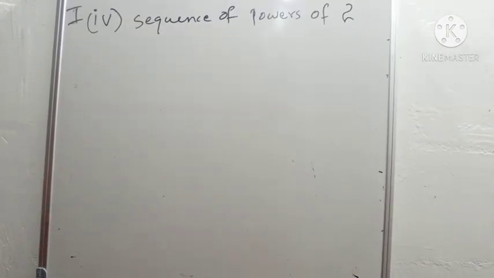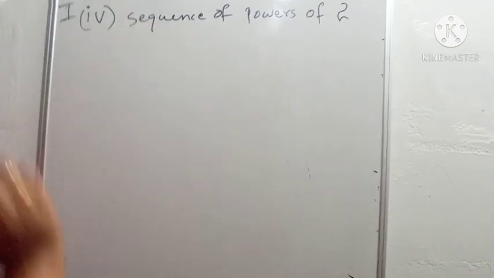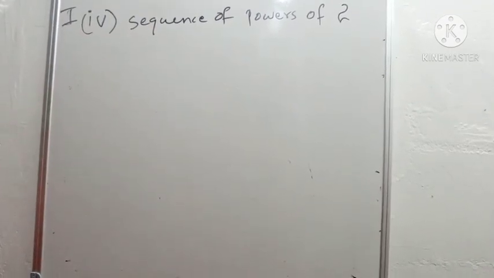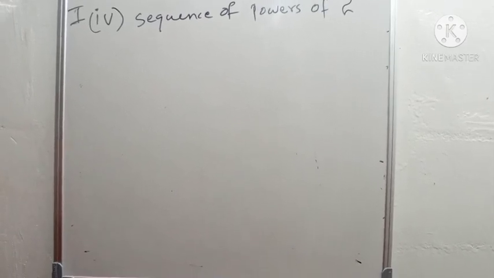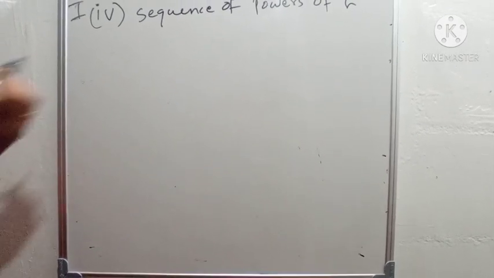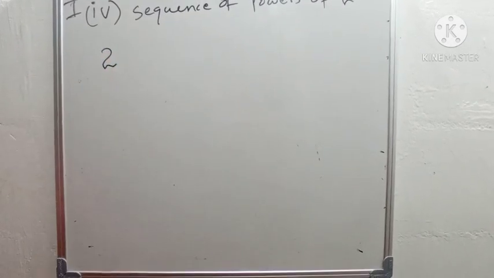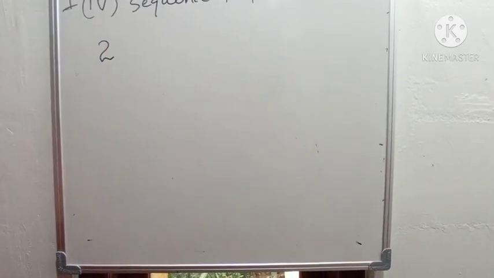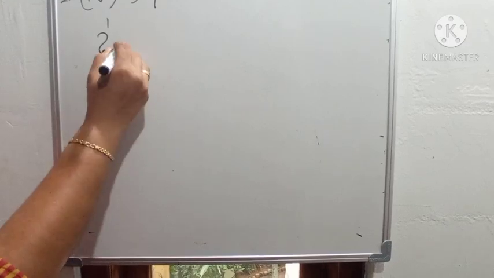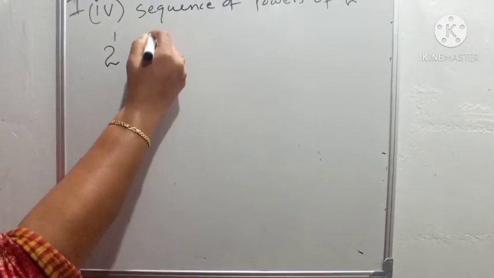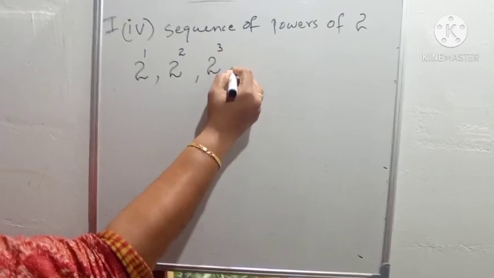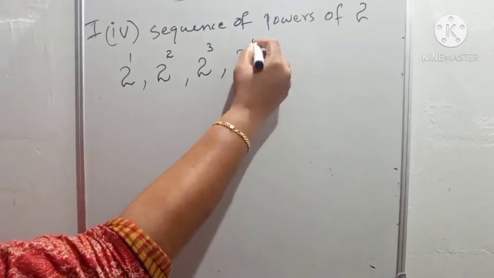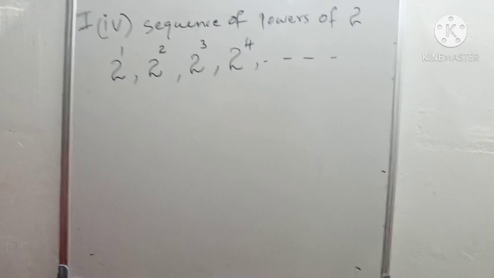Good. Next is the sequence of powers of 2. Which are the powers of 2? First, we are going to write the sequence. The first power is 2 itself, that is 2 raised to 1. Then the next power is 2 squared. The next power is 2 raised to 3. The next power is 2 raised to 4, and so on.